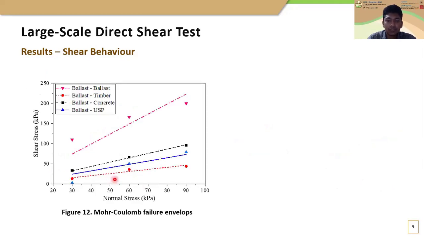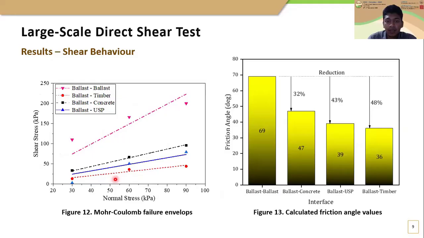Here, this figure shows the Coulomb failure envelopes developed based on the results of shear behavior for each interface. Based on that, the friction angle values were calculated for each interface. Here you can see the variation of friction angle for each interface. The highest friction angle value can be observed for the ballast interface, and the lowest value can be observed for the ballast timber interface. Also, the ballast concrete interface has a higher friction angle value compared to the ballast under sleeper pad interface.